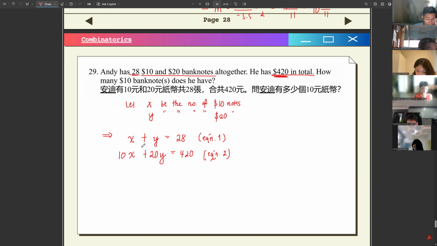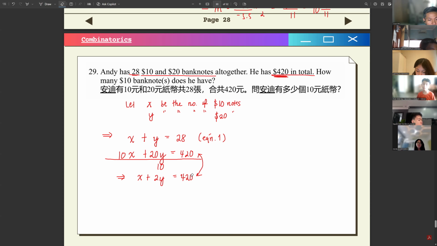So now we have a system of equations. By the way, let's simplify this first to make it easier for us to handle. Take note, for this particular equation, if we divide this entire thing by 10, it would just be X plus 2Y is equal to 420. So take note, these two equations are just equivalent. Sorry, this should be 42. No? We divided by 10. So these two equations are just equivalent. So this is our equation 2.